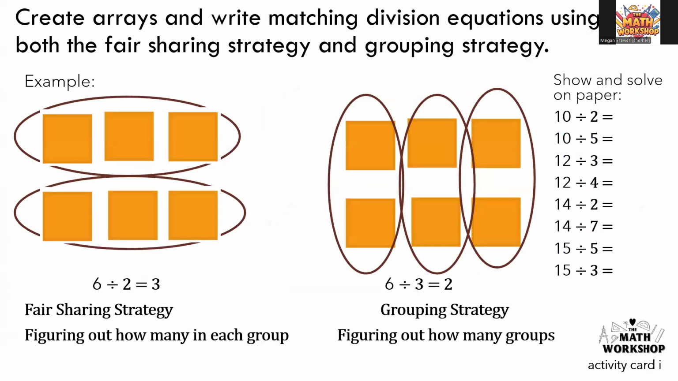Then we can talk about division. So there are 2 models for division, the fair sharing strategy. In that strategy, you're figuring out how many were in each group. And then the grouping strategy, you're figuring out how many groups there were.